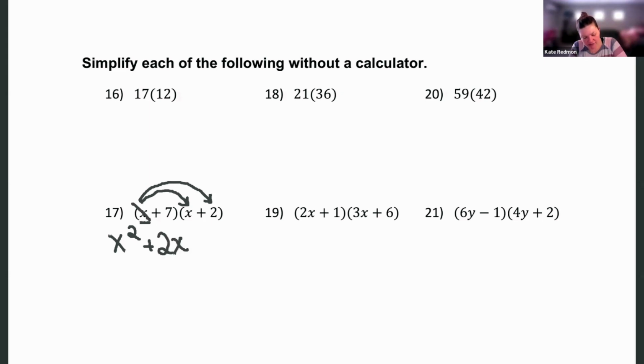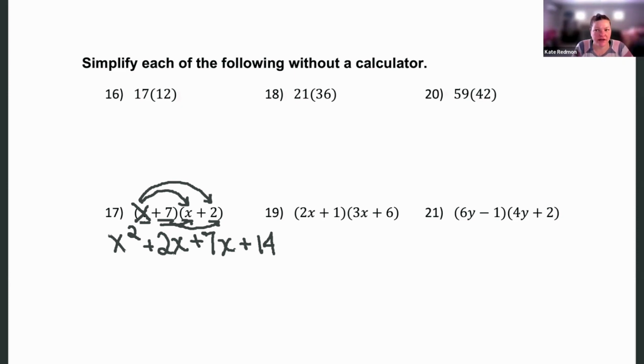And now I'm done passing out the x, but now it's time to pass out the positive 7. So positive 7 times x is positive 7x. And I got to keep passing out until that 7 is multiplied by everything in the other grouping. So positive 7 times positive 2 is positive 14. Notice what's going on between my terms. They're adding up because it's all these pieces that I multiplied together individually, but they're all adding together just like we saw in our last example.